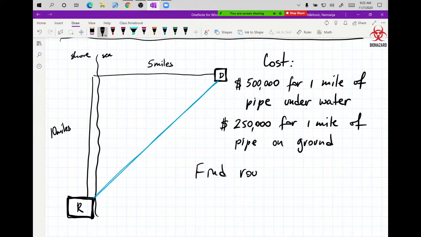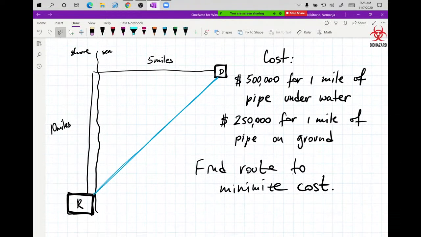Find the route to minimize cost. So what is the best route to minimize cost? Now, what I have here are black and blue routes. Let's call the black route route number 1, and let's call the blue route route number 2.